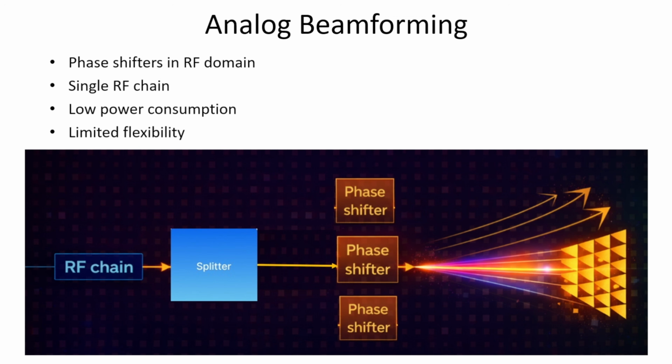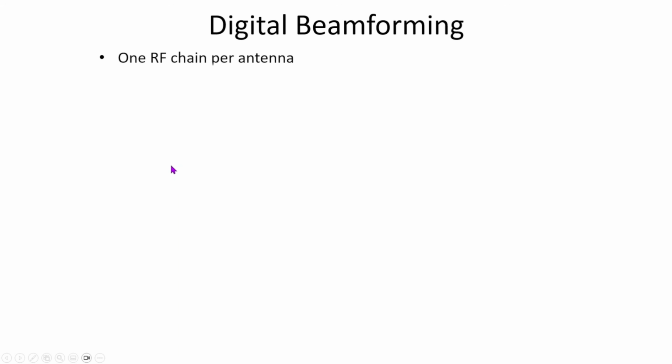But there is an important limitation. With analog beamforming, the system can usually create only one beam at a time. So, analog beamforming is simple and efficient, but not very flexible. Now, let's look at digital beamforming.